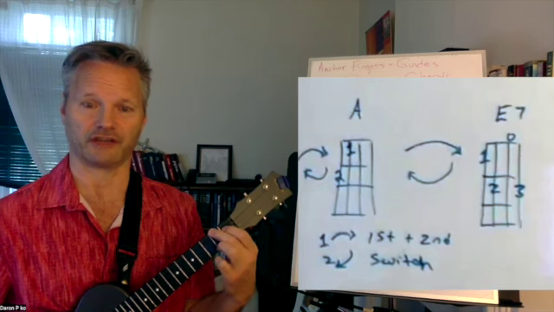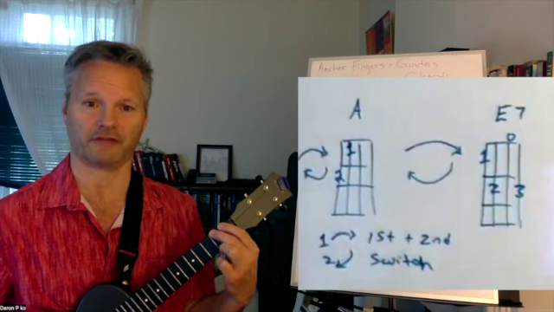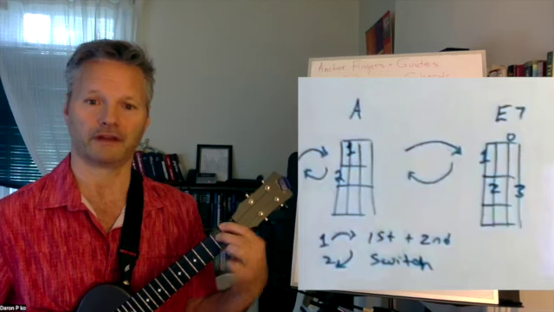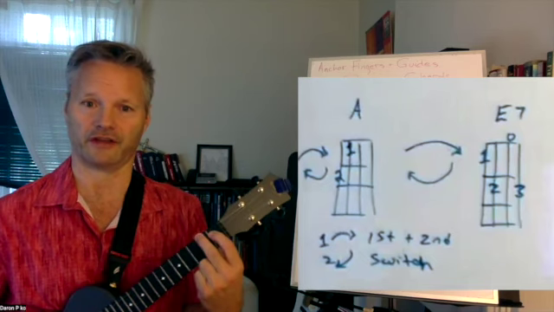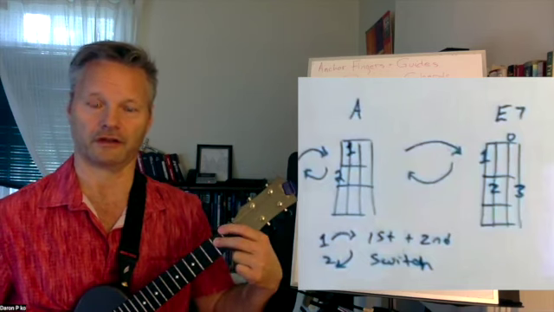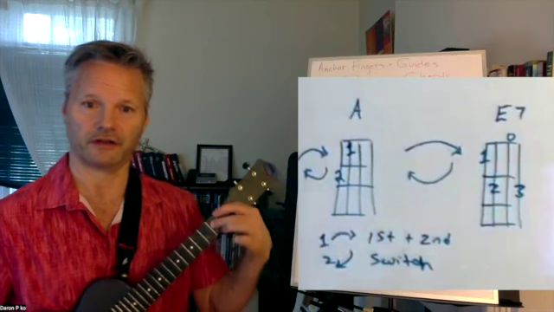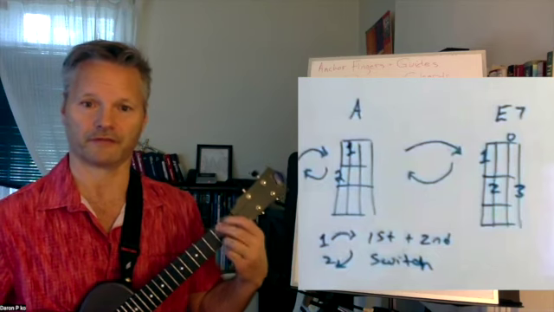These two fingers are trading strings with each other. Pointer up to the fourth string or down, middle finger onto the third string. So here they are, third string and fourth, and they switch to fourth string and third, and then the ring finger adds.